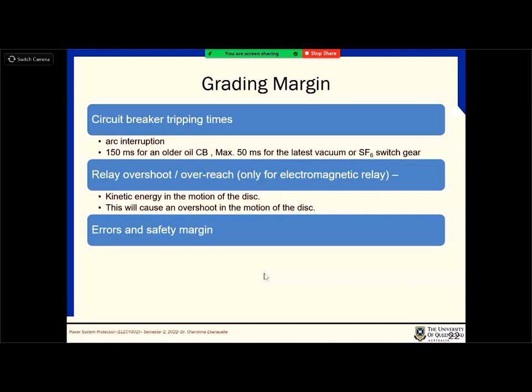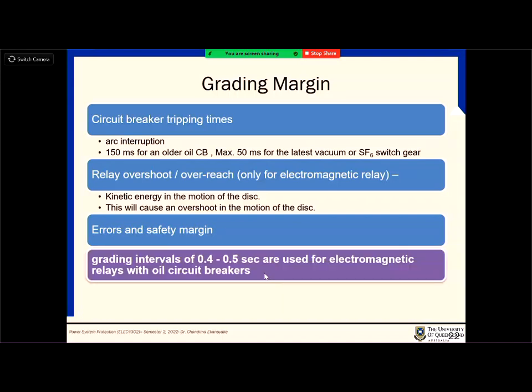And sometimes there are CT errors, right? And then sometimes there are errors in the sensors, right? A lot of types of errors. So you need to think about all those things. And usually a grading interval of 0.5 to 0.4 seconds is used for electromagnetic relays with oil circuit breakers.